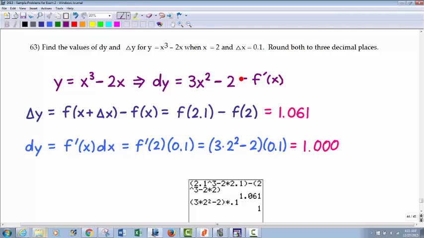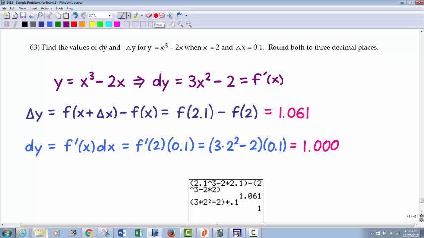Okay, so I could see where that would be potentially confusing. But it's just the derivative of the function times dx. dx and delta x are always the same thing. See, that's the idea. dy and delta y are not the same thing. They're different.